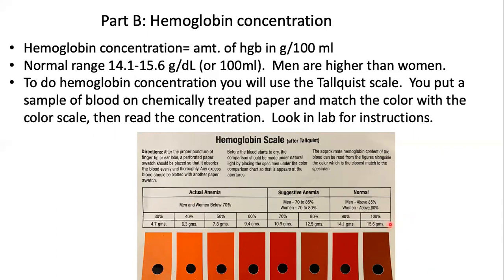So normal 15.6 grams. Keep in mind that this is not the full measurement. It's concentration. So it's supposed to be weight over volume, or grams per 100 mils, right? Or grams per deciliter. Don't give me percent. I don't want percent. So 15.6 grams per deciliter, 14.1 grams per deciliter are normal. Suggestive anemia, 12.5 grams, 10.9 grams. Anything below 10 is going to be considered anemia. All right, so if you have a hemoglobin concentration below 10 grams per deciliter, depending on what is going on, you may need a blood transfusion. You may need packed red blood cells, right?